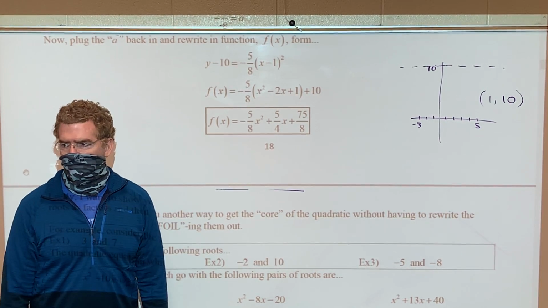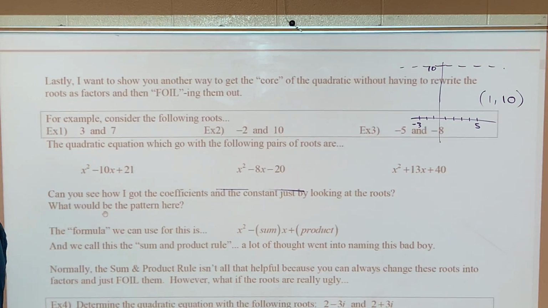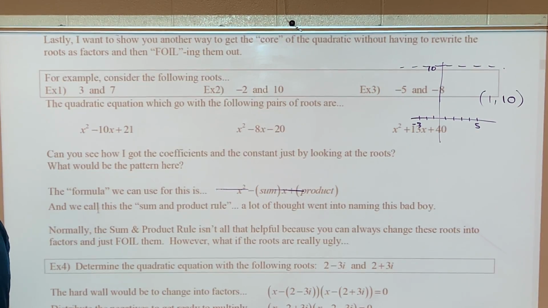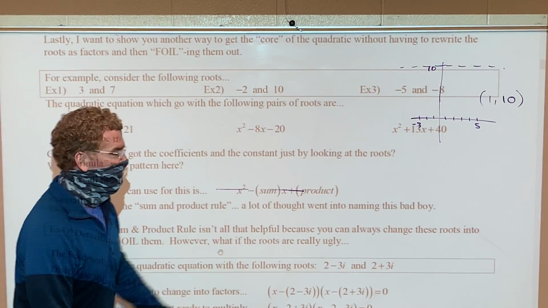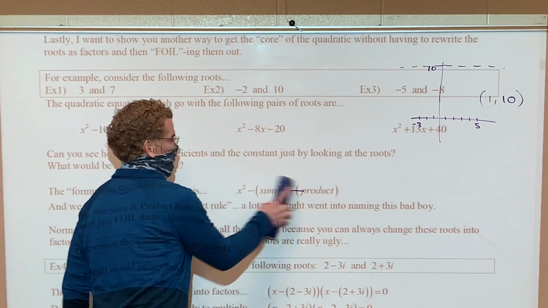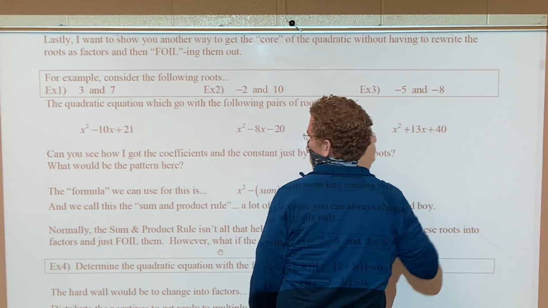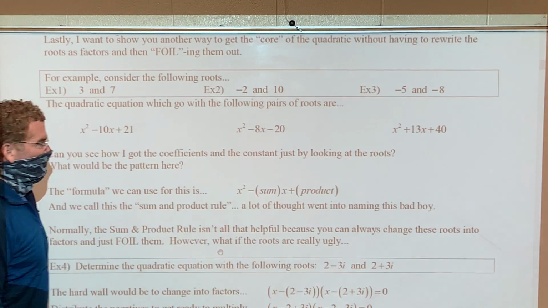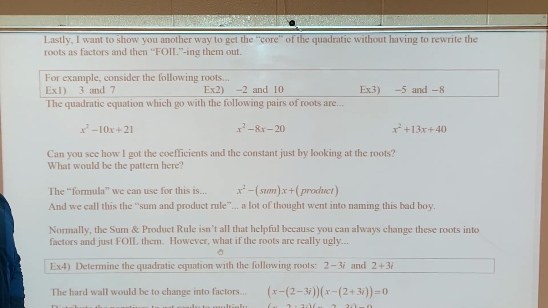All right? Okay, now, I want to show you something. We call this the sum and product rule. You'll see it's not very creative coming up with this rule. It's probably the most obvious thing on the planet. But I want to show you something.